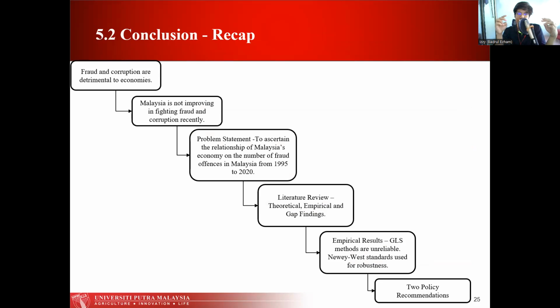So, recapping, we have learned that fraud and corruption are bad for economies, and that for the past 3 to 4 years Malaysia has not been improving in fighting fraud and corruption. We have gone through the problem statement of this study, the literature review, the theoretical and empirical findings, as well as the literature gap. We have found that the generalized least squares methods are unreliable for the model, and that the Newey-West standard errors have degrees of robustness. And we have gone through the 2 policy recommendations in order to fight fraud in Malaysia. Thank you very much.